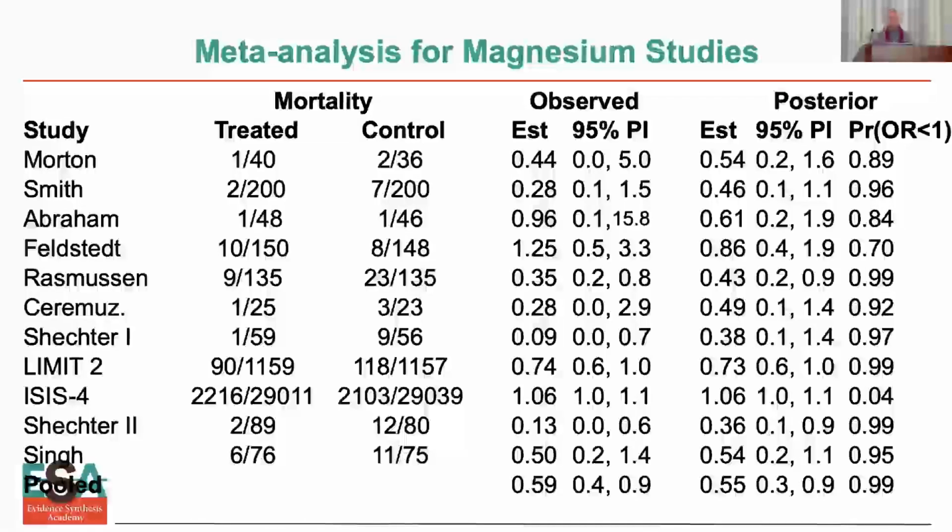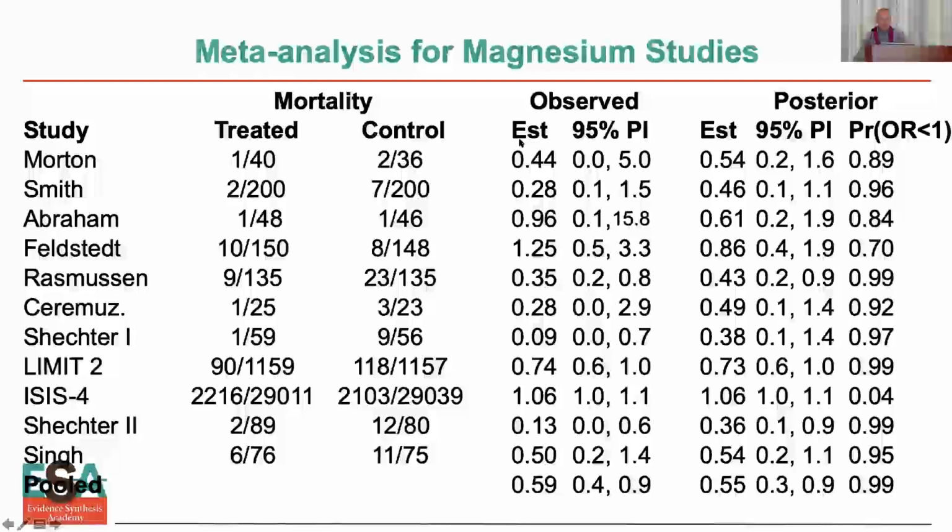This is a meta-analysis of 11 studies looking at the effect of intravenous magnesium on treating people with heart attacks. I've given you the data over here on the left. In the Morton study, there were 40 people in the treated group and 1 of them died, and there were 36 people in the control group and 2 of them died. So I can calculate an odds ratio from that, and I get 0.44, and I can calculate a 95% interval, and I get a pretty wide interval because there's not much data there.